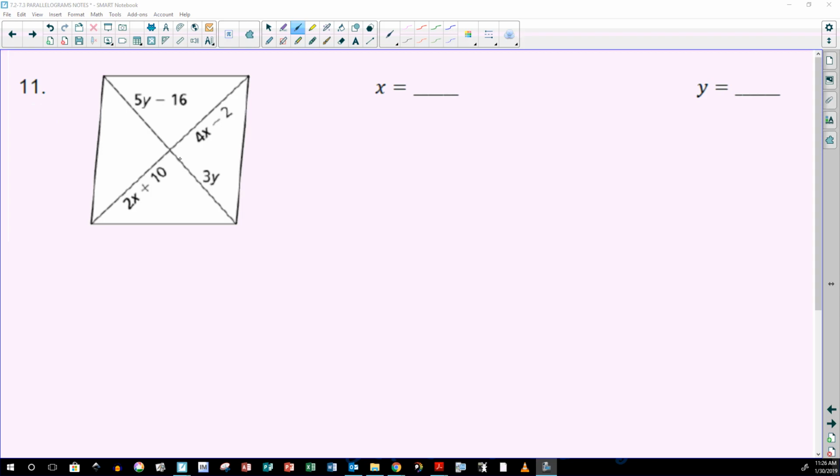So here I know that the diagonals bisect each other. So I know this piece is congruent to this piece, and this one is congruent to this one. So 2x plus 10 is equal to 4x minus 2. So if I subtract 2x, I get 2x. If I add 2, I get 12. So x is 6.